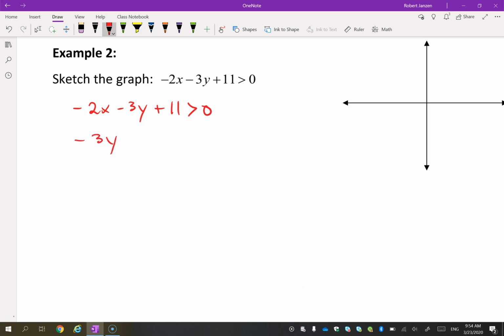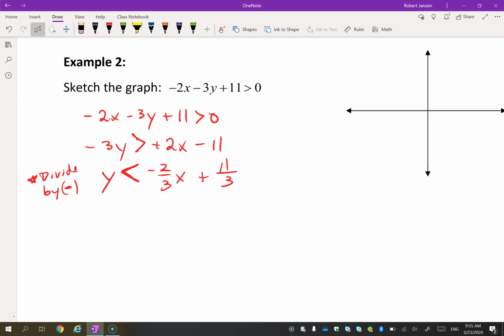So I'm going to leave the y on this side. I'm going to bring the 2x to the other side. It becomes positive. The 11 becomes negative. And then I'm going to divide by negative 3. And remember, what happens when you divide by a negative? The inequality switches direction. So you have negative 2/3 x plus 11/3. This gives us a y-intercept of 11/3 and a slope of negative 2/3.